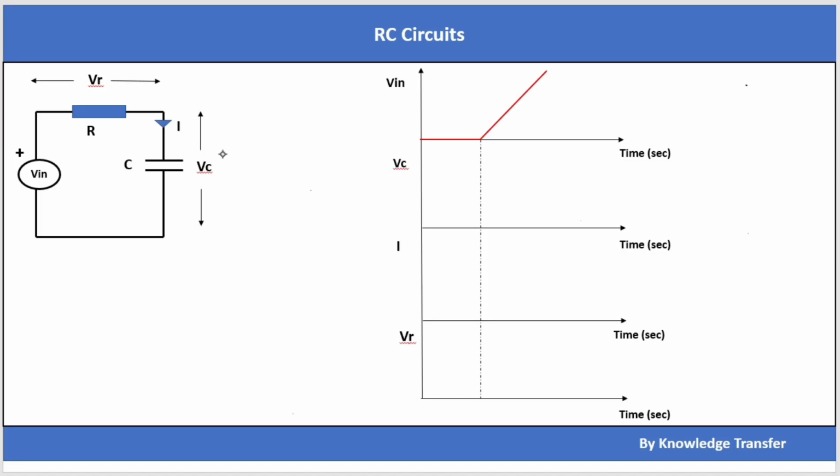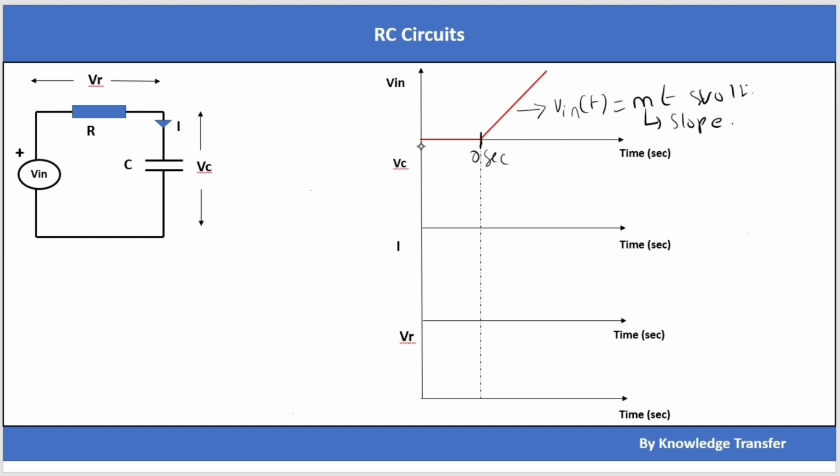Hello everyone. In this video, let's discuss the response of a first order RC circuit with a ramp input. Let's assume the place where the input ramp starts is 0 seconds, and the signal is given as V in of t equal to m into t volts. Here m is the slope of the input, and t is the time.